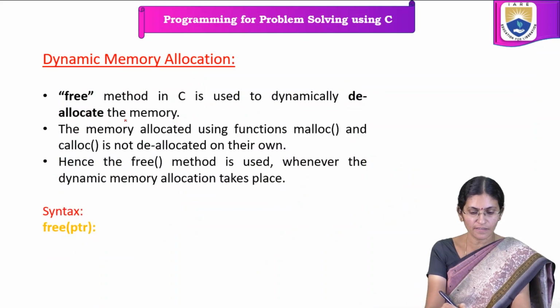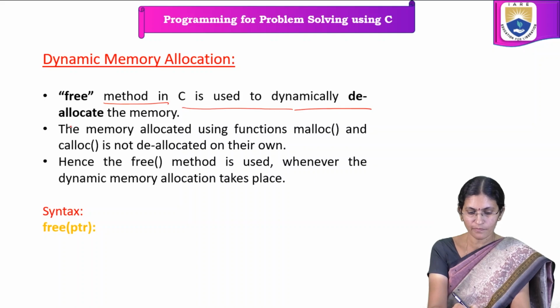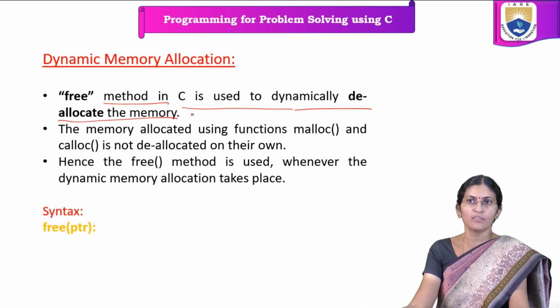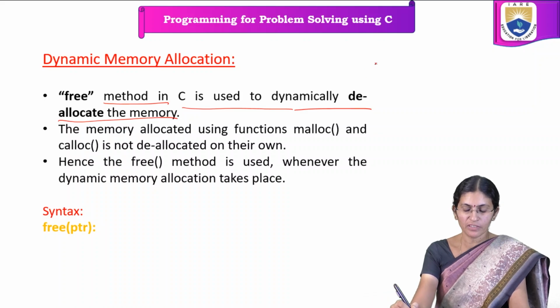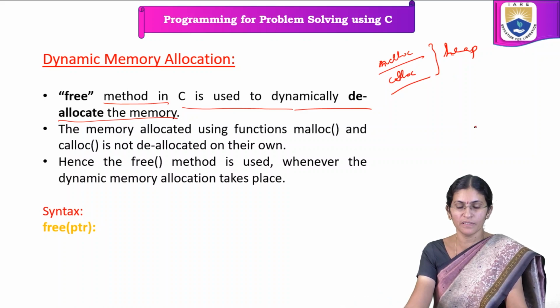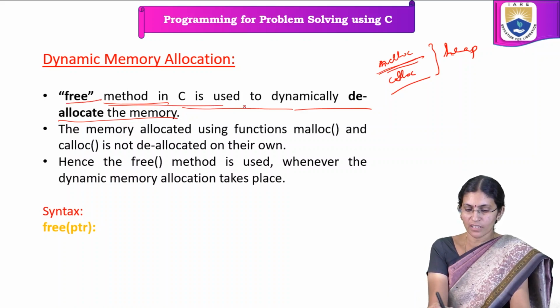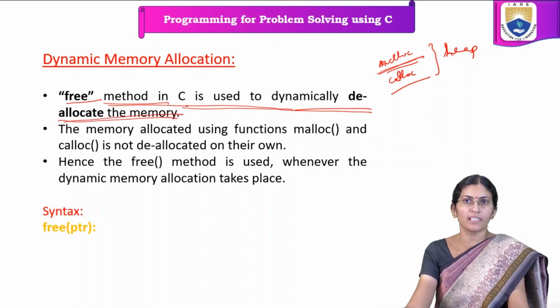Next, one more function we have is the free method. Free is also a function in C which is used to dynamically deallocate memory, in order to deallocate the memory which has been allocated by using malloc and calloc. This memory is allocated in the heap memory segment. In order to free that memory and make use of it for other purposes, we need to free the memory.